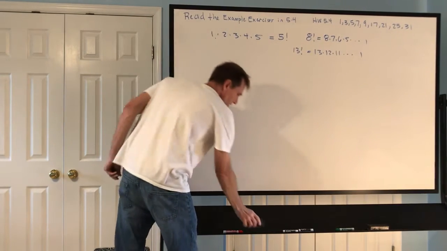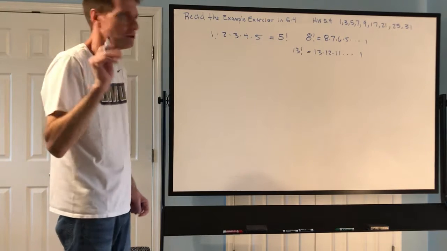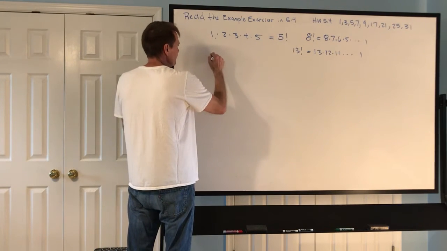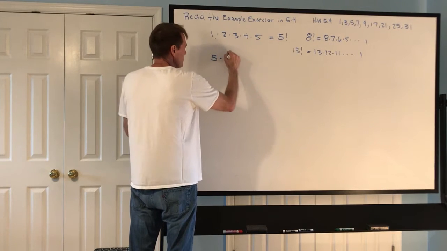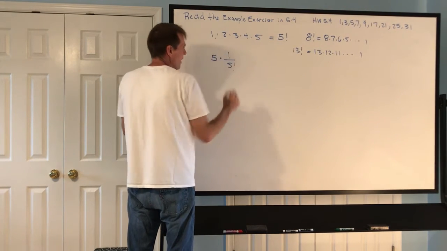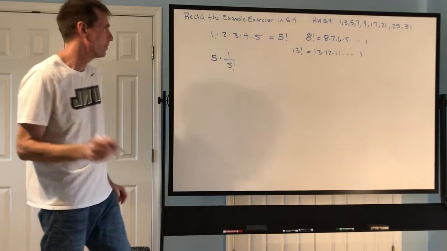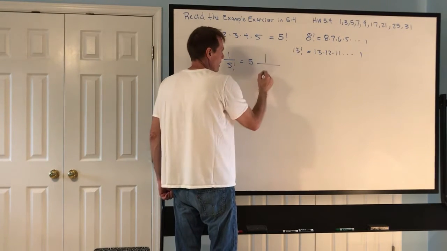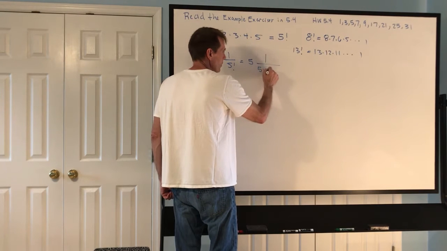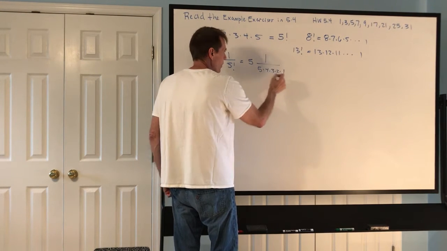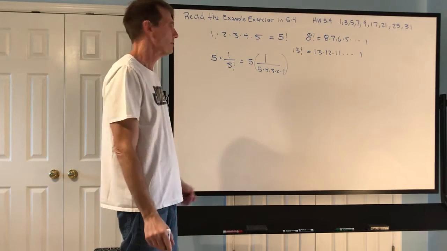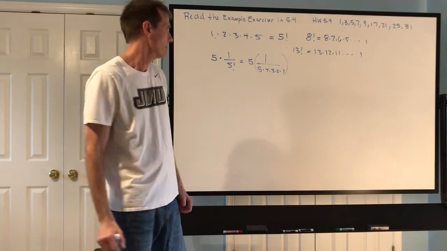This next move is probably the most important move with these factorials. If I have 5 times 1 over 5 factorial, well, this means 5 times 1 over 5 times 4 times 3 times 2 times 1. That means 5 over 5 times 4 times 3 times 2 times 1.